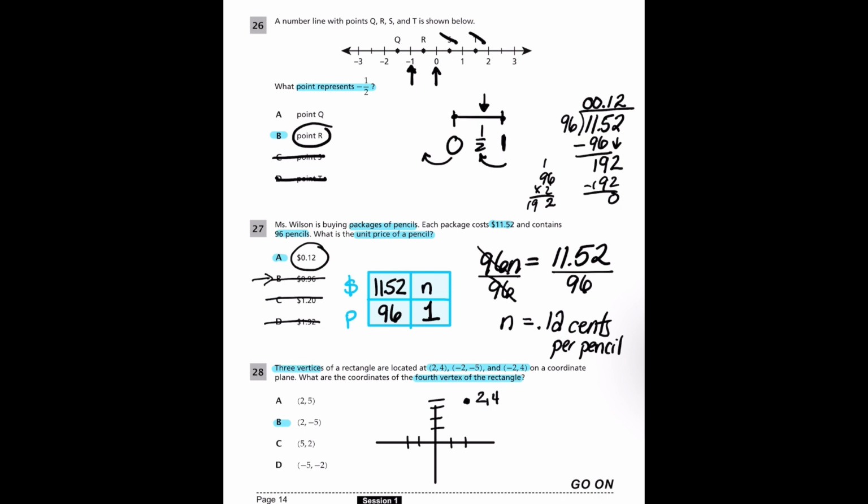So to the left. And -5. So I'm going to go down 5. 1, 2, 3, 4, and 5. So here's -2, -5. Okay, so here are two of the points. They're diagonally from each other because it's a rectangle. And my last point that I have is -2, 4. So I'm just moving over here, -2 and up 4 here.